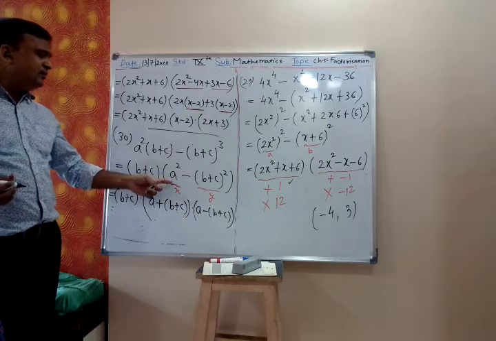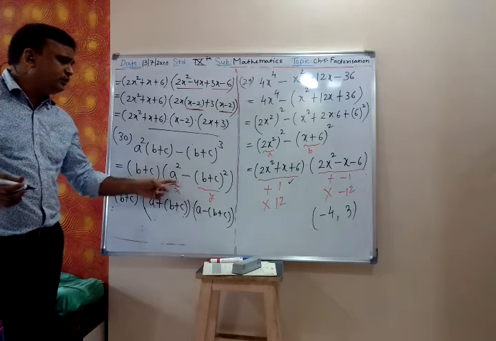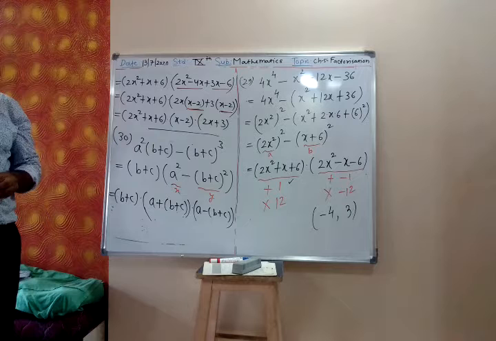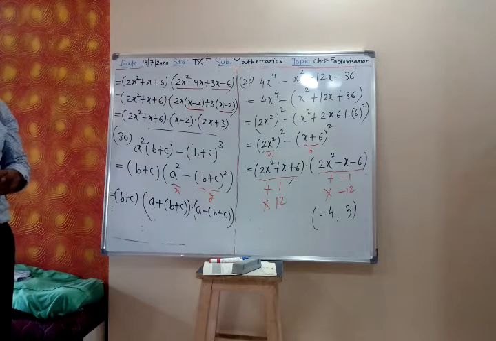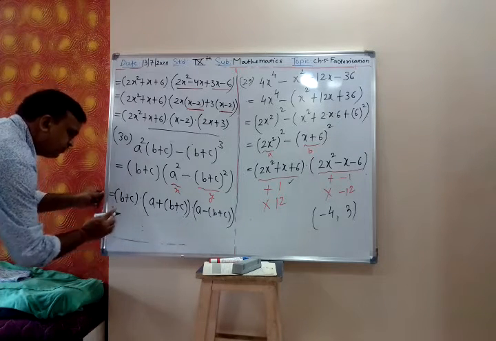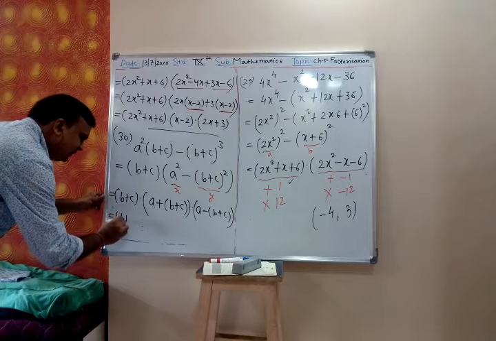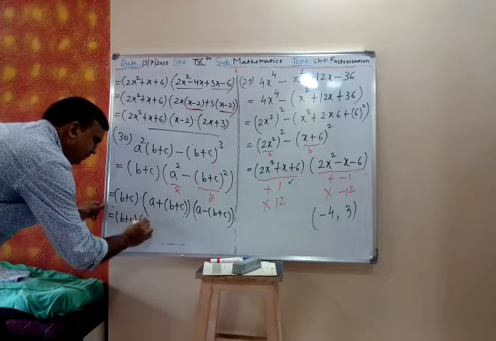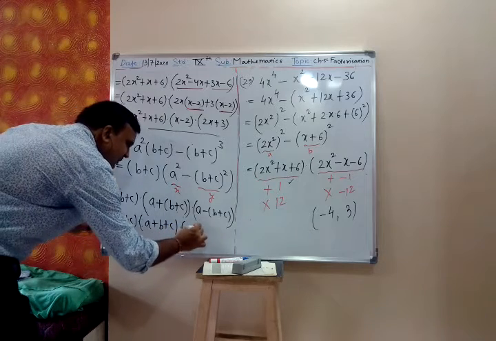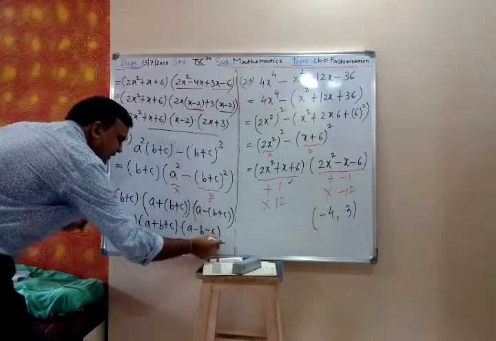How will a square come? x square minus y square is (x plus y) into (x minus y). So this is my b plus c. This is my b plus c into a plus b plus c into a minus b minus c, and this is the final answer.